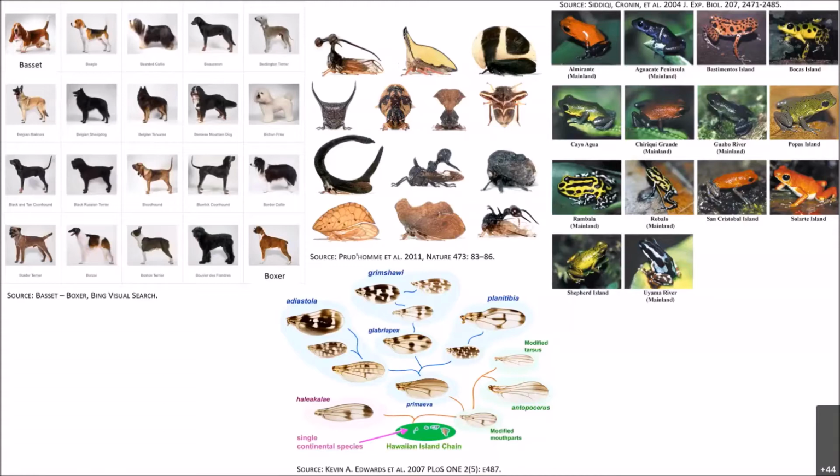And I've only taken a screenshot from Basset to Boxer. You can see there's huge amounts of diversity in coat color, height, shape, size, temperament, and everything like that. And of course, there is also a lot of diversity in relatives of our favorite organisms, Drosophila. So these are the Hawaiian Drosophila showing their amazing wing morphology.